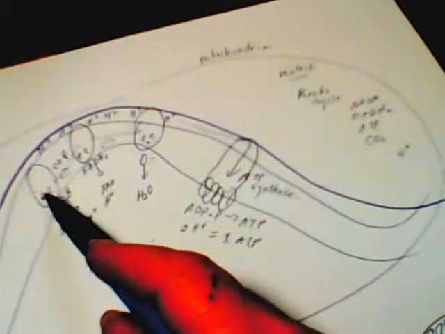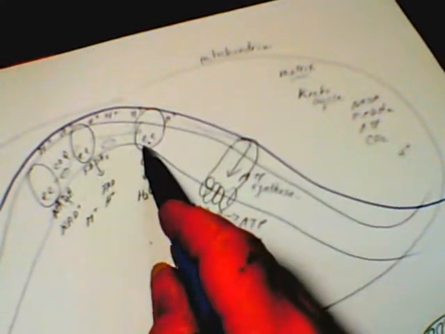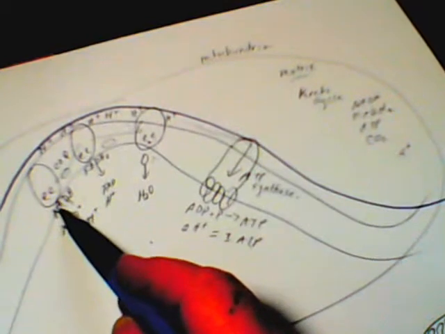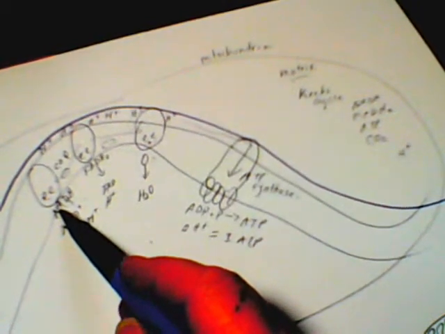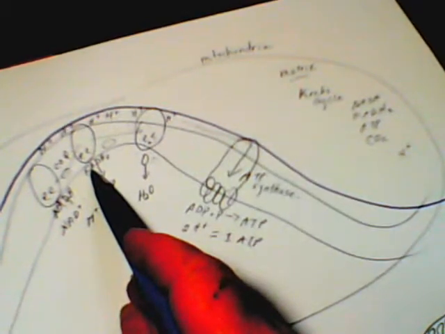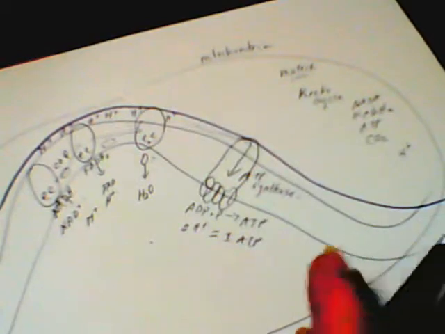NADH at this point would have made 2 hydrogen ions there, 2 hydrogen ions there, and 2 hydrogen ions there. So that means that the NADH that went in right here could literally make 3 ATP. FADH2 goes in at a different place, so it can only make 2 sets of ATP. So that's going to be important.